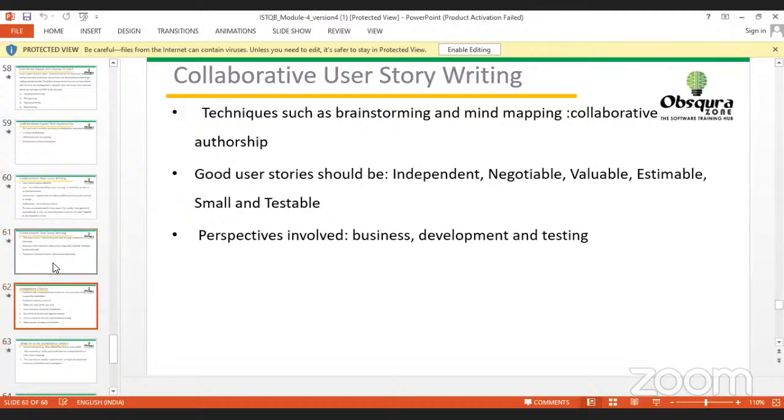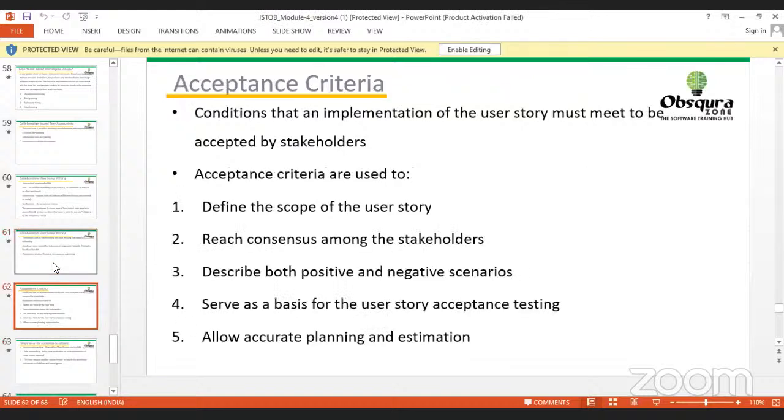Okay. Now next is acceptance criteria. Conditions that an implementation of the user story must meet to be accepted by the stakeholder. So when these conditions are met only, it will be accepted by the stakeholder. In the implementation, these acceptance criteria should be met, then only that implementation will be accepted by the stakeholders.